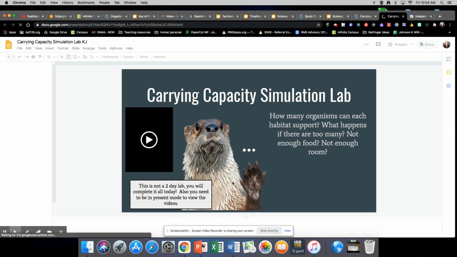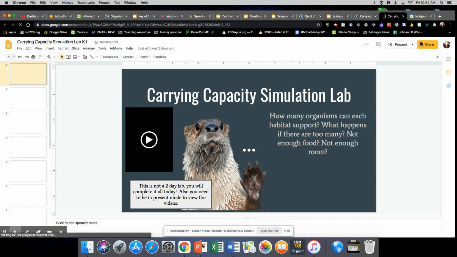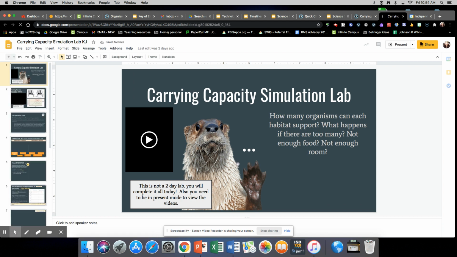what you're looking at is how many organisms can each habitat support. What happens if there are too many organisms? What if there's not enough food? What if there's not enough room? Okay, and so what we're looking at is the carrying capacity. Remember, the carrying capacity is the amount of organisms that an ecosystem can support, okay, with food and space.